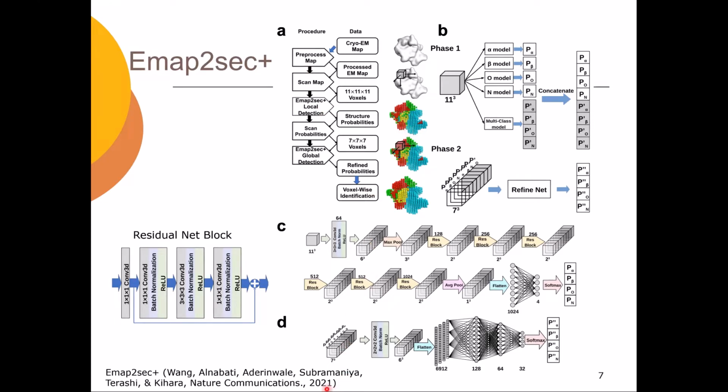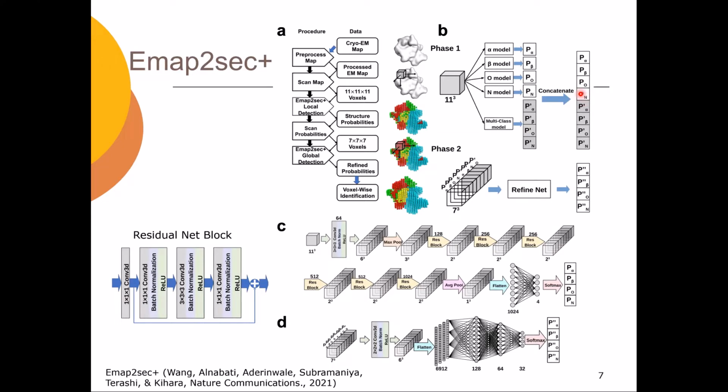Okay, that was last year, 2021. The idea is the same. You have a cryo-EM map, you scan the map with a box, and now, in addition to alpha, beta, and coil, we also predict DNA or RNA, shown in cyan. The two-step architecture is the same. First, the first neural network predicts the probability value of alpha helix, beta strand, or other structures in proteins or nucleic acid.